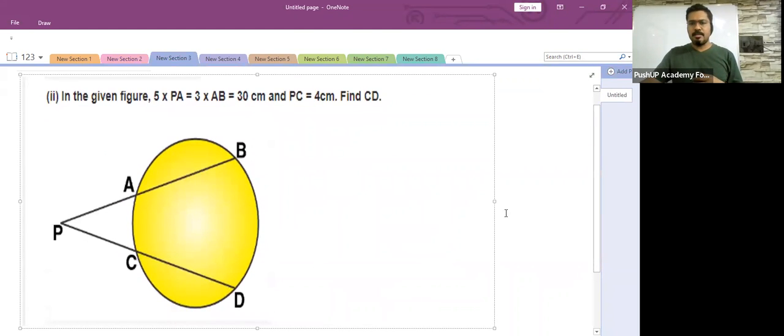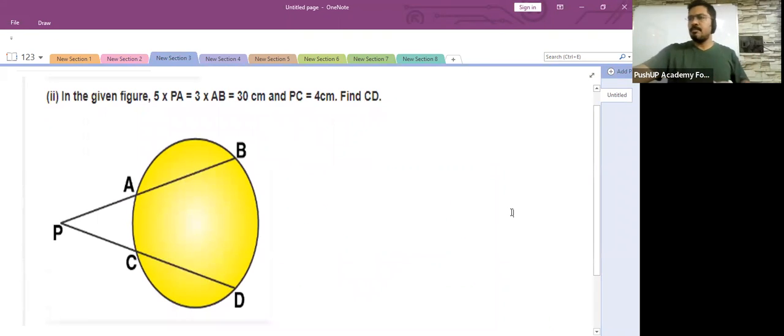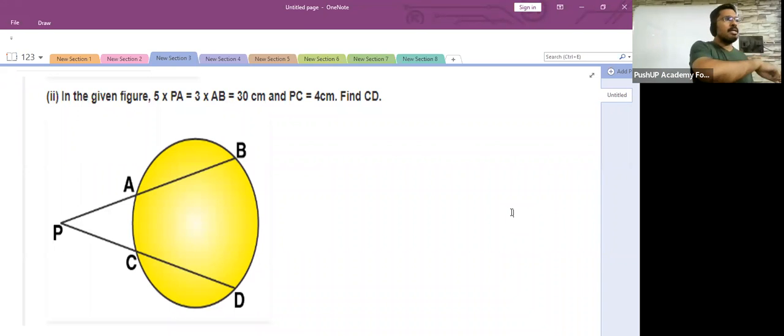All these are 1 markers. The moment you look at the question, you should understand which scenario this is. I think this is the second scenario where 2 chords are intersecting each other at an external point, right? One is AB, one is CD, and both the chords are extended further in such a way that they both will be intersecting each other at point P.